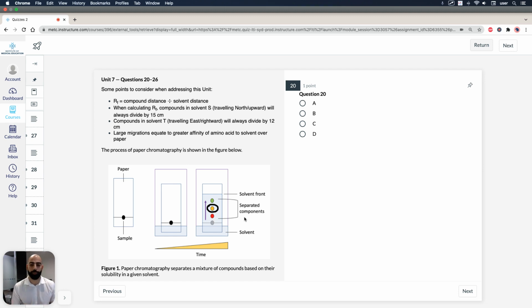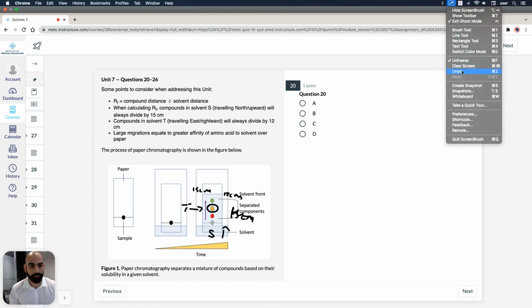Just trying to wrap your head around it: in this instance, S is going north, T is going east to the right, and we've got our amino acids, and we're going to measure. Remember, S is 15 centimeters, so it's going to go up here. That's the 15 centimeters, sorry. And our T is going to be the 12 centimeters if we put it here. If you turn your head around, you can see if it's going upward, it's 12. Go that way, it's 15.